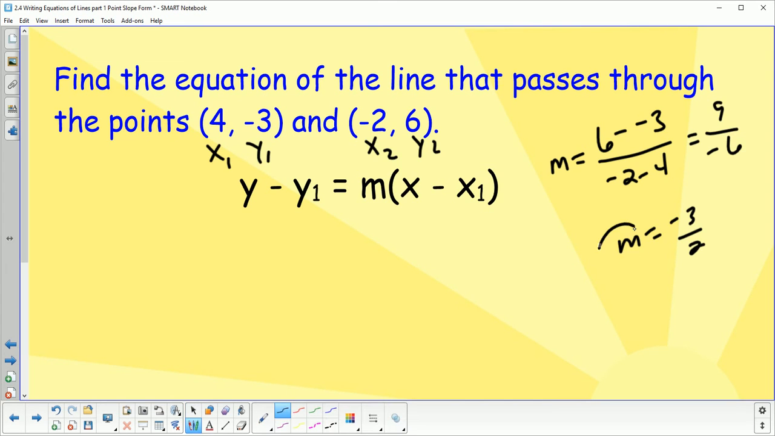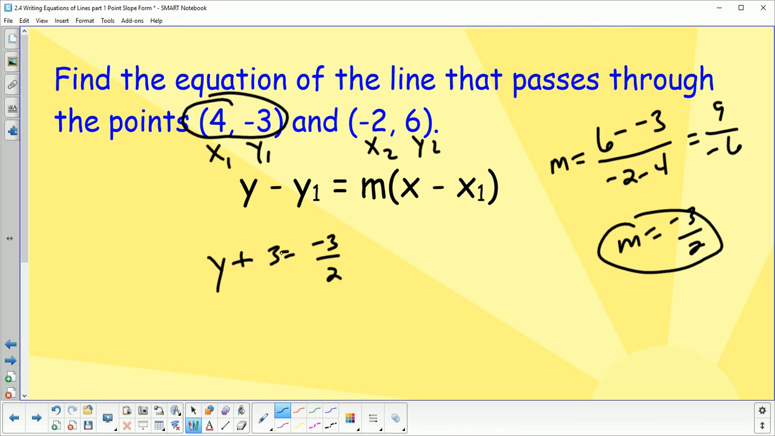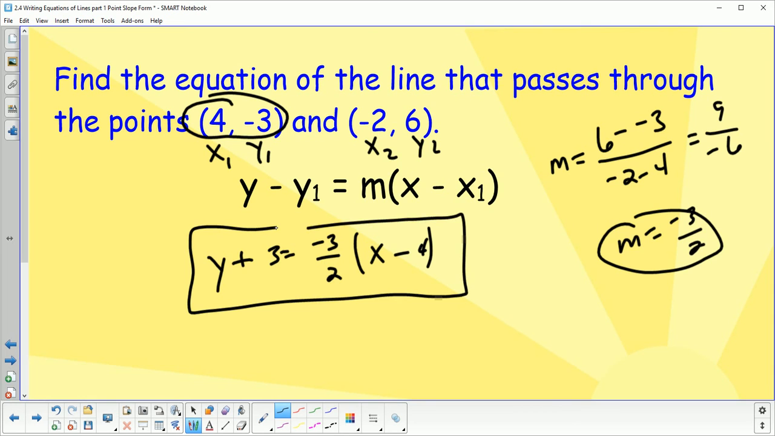Now that we know our slope and a given point, it doesn't matter which point we use, it's the same equation, it would graph the same line either way. So I'm just going to take that first one. Y minus a -3 is going to tell us y plus 3 equals my slope of -3 over 2, which we just found, and then x minus my x1, which is 4. So this would be the solution to that one.